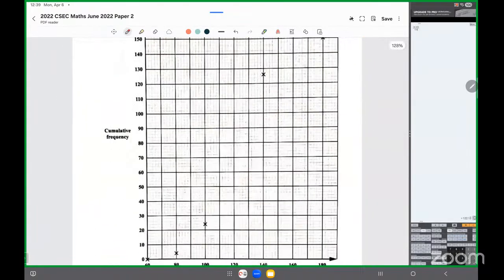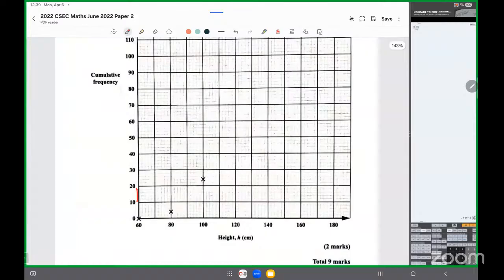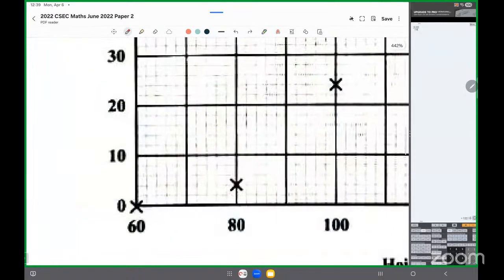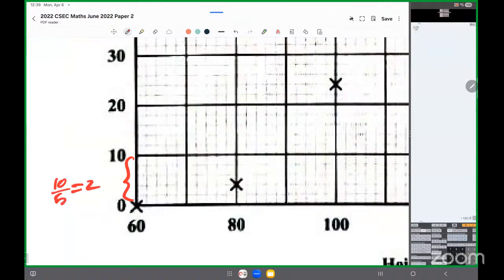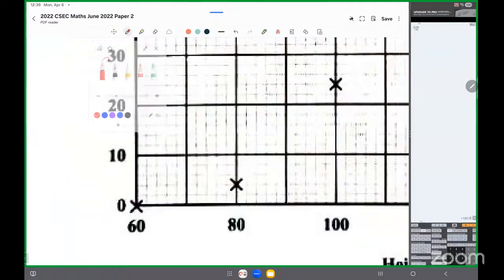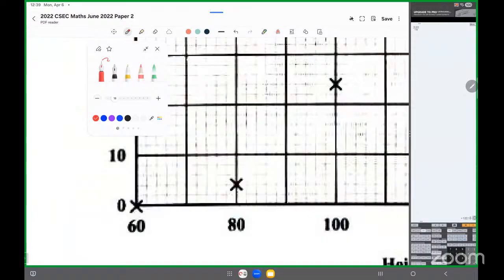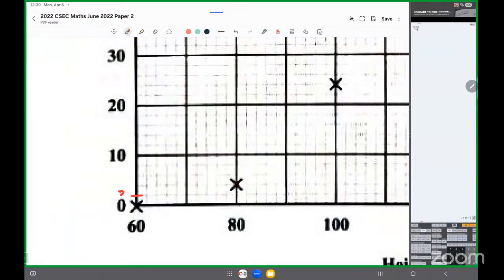So what you have to do now is make sure you get the scale of the graph properly, right? Look at it now. Down here, there are 5 lines between 0 and 10, so it's 10 divided by 5 equals 2. Each of these little grids is 2. Make sure you get the scale right. So I'm putting a 2 here to remind me.